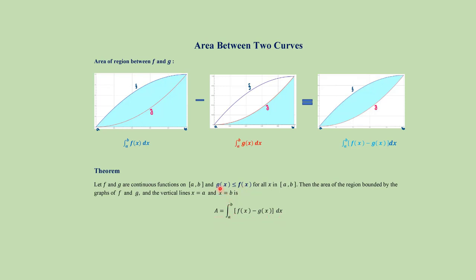The condition g of x is less than or equal to f of x is very important. That is, to integrate over a domain a to b, one function has to be bigger than the other one. At the end of this video, we will discuss two examples to clarify it.